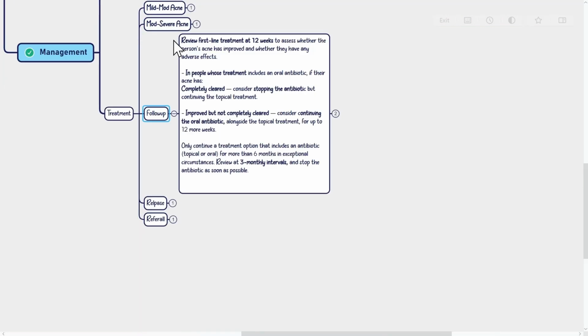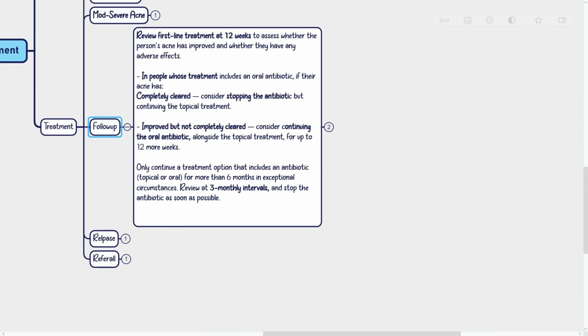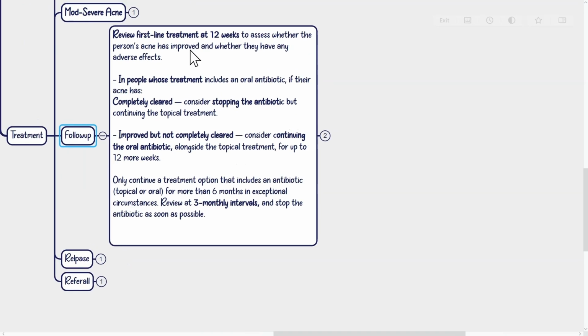Follow-up. Review first-line treatment at 12 weeks to assess whether the person's acne has improved and whether they have any adverse effects. In people whose treatment includes an oral antibiotic, if their acne has completely cleared, consider stopping the antibiotic but continuing the topical treatment. Improved but not completely cleared, consider continuing the oral antibiotic alongside the topical treatment for up to 12 more weeks. Only continue a treatment option that includes an antibiotic, topical or oral, for more than 6 months in exceptional circumstances. Review at 3 monthly intervals and stop the antibiotic as soon as possible.